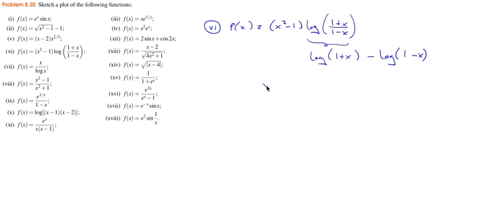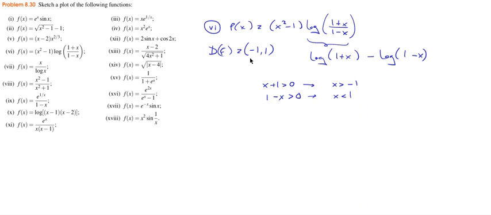So we want x plus 1 to be greater than 0, and we want 1 minus x to be greater than 0. This implies that x has to be greater than minus 1, and this implies that x has to be smaller than 1. So the domain of f is (-1, 1), actually. Okay?